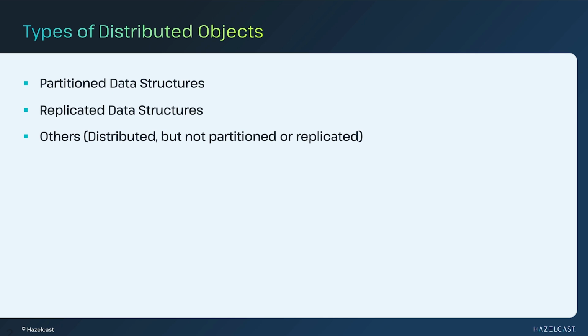Other structures like sets, lists, and queues are kept intact on a single member. They reside entirely within a single partition. Operations on these structures can be implemented more efficiently because the data is co-located rather than spread around the cluster.